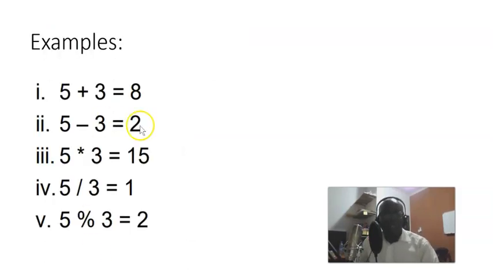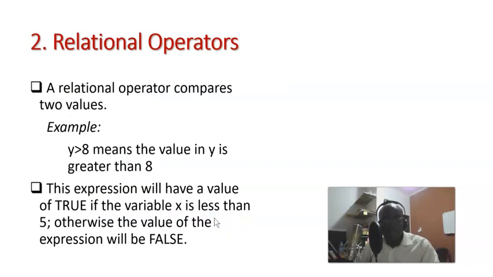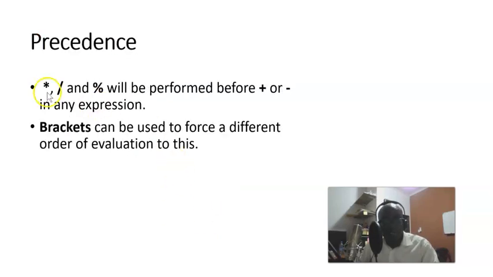Now, there are different ways in which these mathematical operators are used, and you could be well acquainted with these. 5 plus 3 equals 8, 5 minus 3 equals 2, 5 times 3 is 15, 5 divided by 3 equals 1, then 5 modulus 3 equals 2, because when you divide 5 by 3, it is 1, and the remainder which remains is 2.